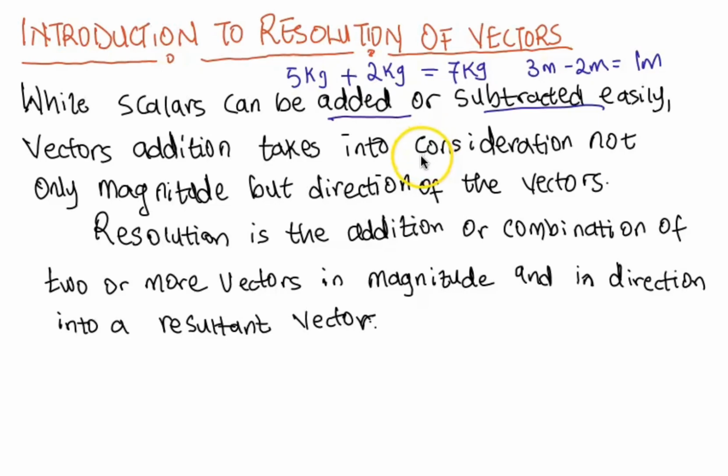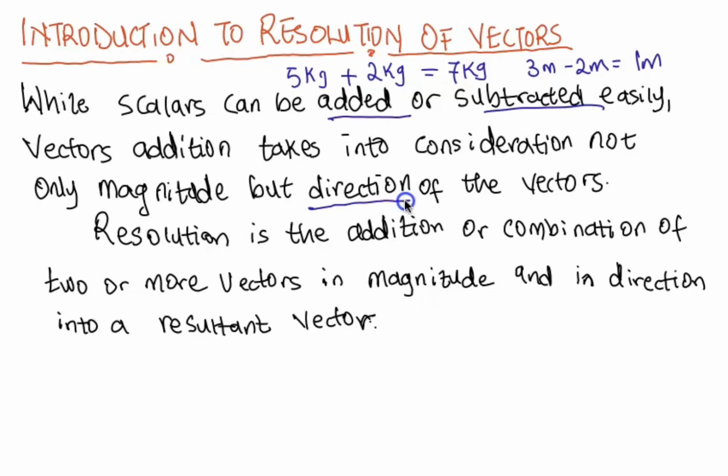But for vector quantities, here lies the difference. We cannot add them or subtract them easily because of their directional property. So a good question you could be asked in an exam is: why can vectors not be added arithmetically? That's just adding them, 5 plus 2, 7 minus 2, 3 minus 2. Why can't they be added or subtracted in that manner? The singular reason is because of direction.